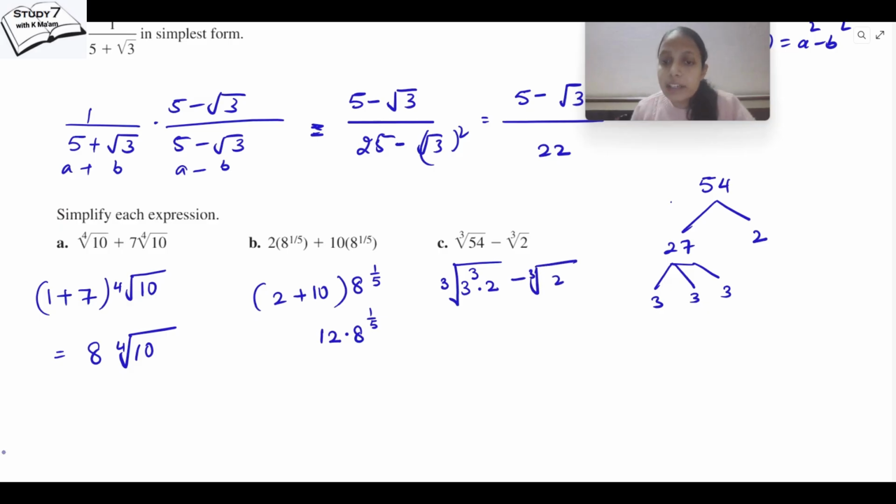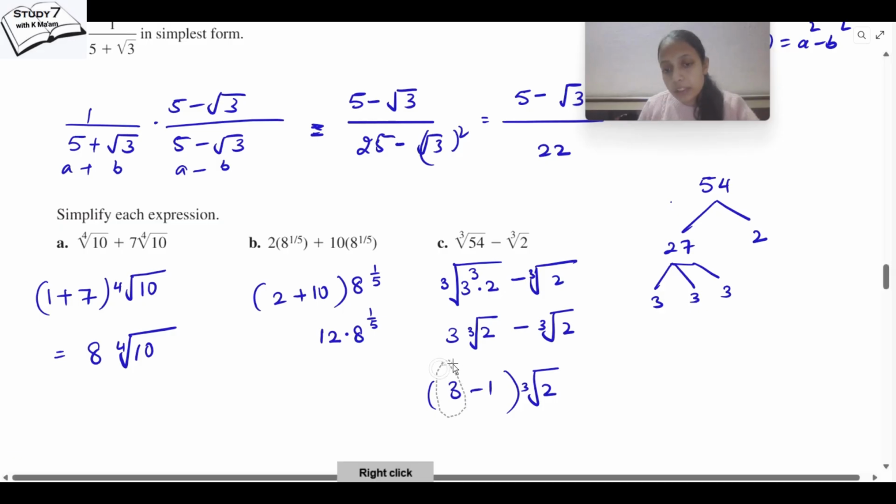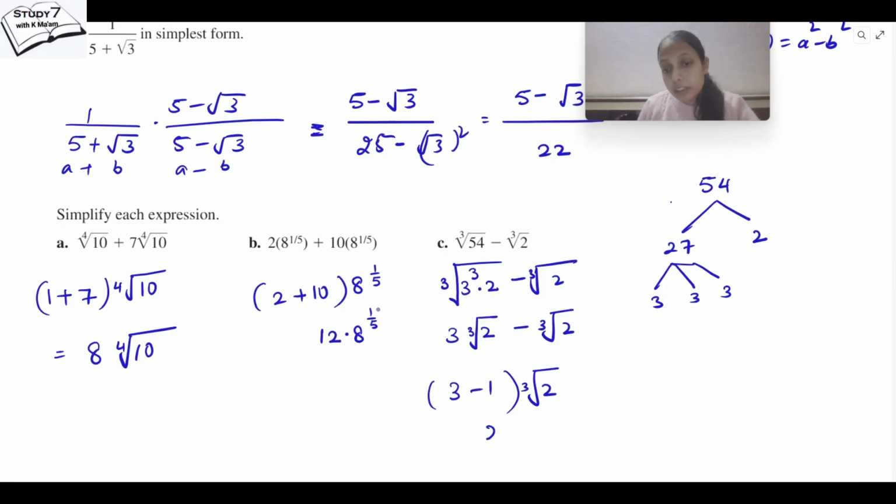Cube root of 3 power 3, the 3 and 3 cancel. So you are left with 3 times the cube root of 2 minus the cube root of 2. You take the cube root of 2 common, and here you are left with 3, here minus 1. So 3 minus 1 is 2. 2 times the cube root of 2 is the answer.